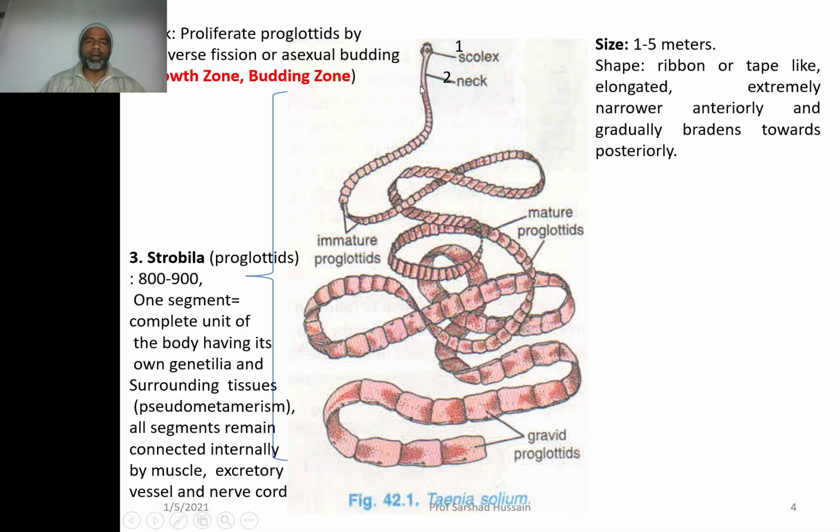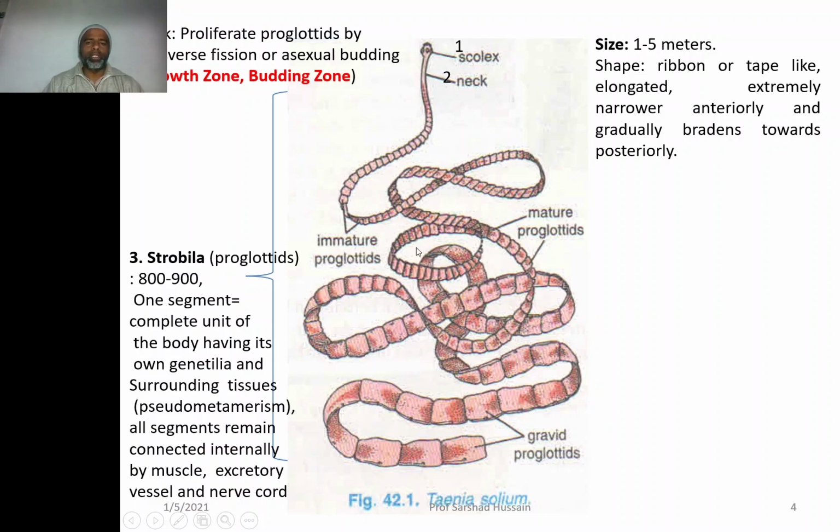A bud of each proglottid comes out and then goes down, and anterior to it another one is formed. It will go down and another one will be formed. So this is the region from where all the proglottids are formed, and they are pushed backward to the posterior end of the body. This proglottid was once formed over there, and now it has reached over there. The segments of the strobila are 800 to 900 in number.